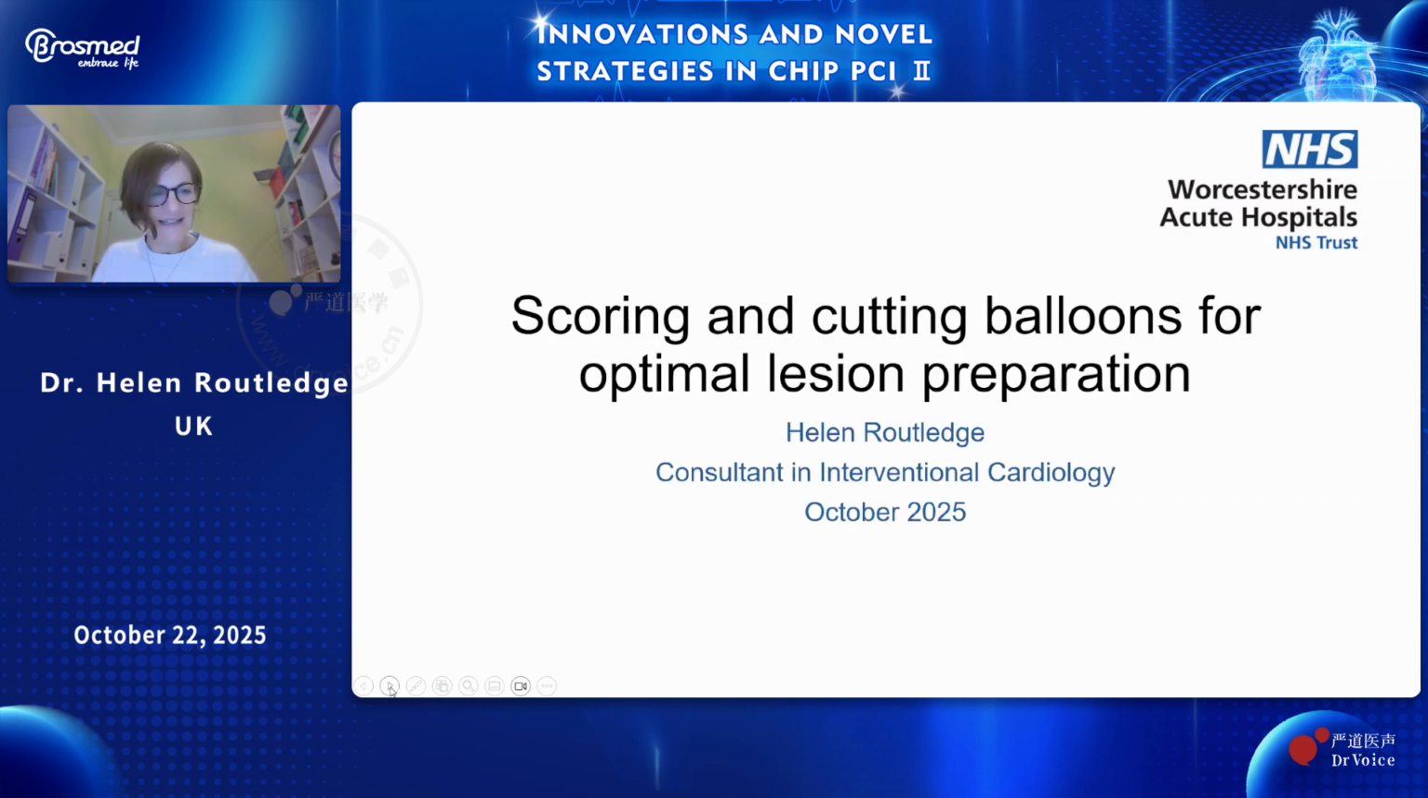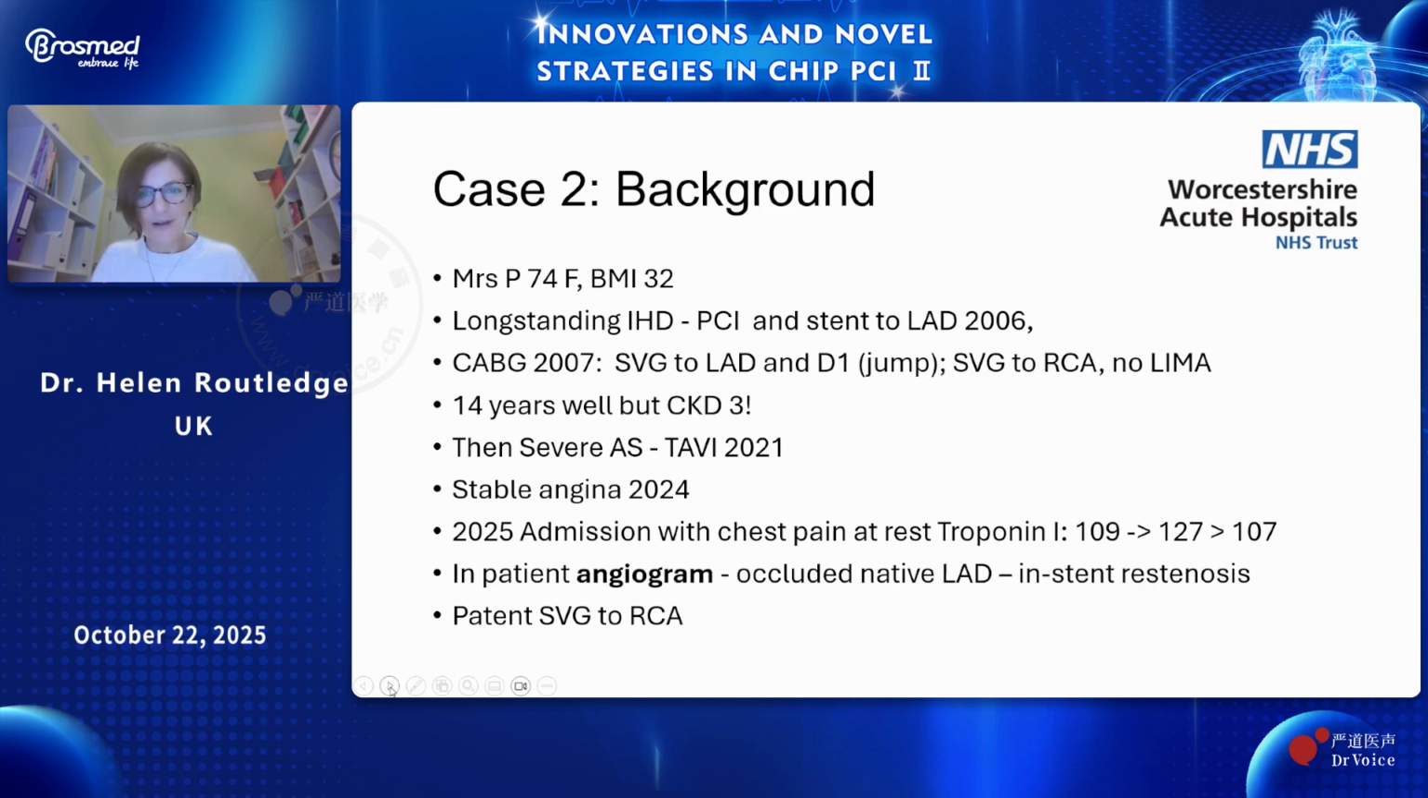The second case, again, fibrotic and ostial, and this is the theme. So this is a 74-year-old lady with a BMI of 32, so slightly challenging.